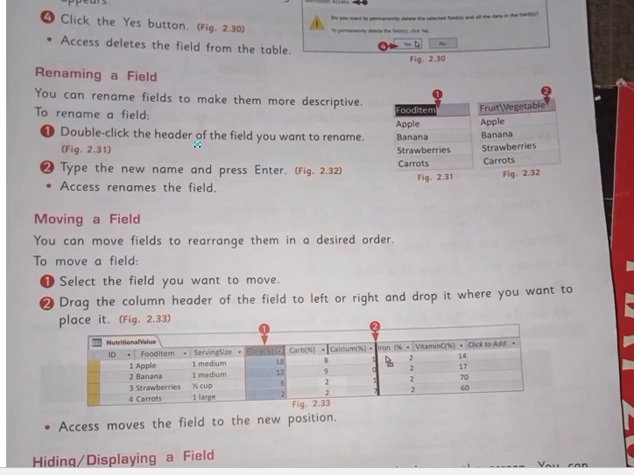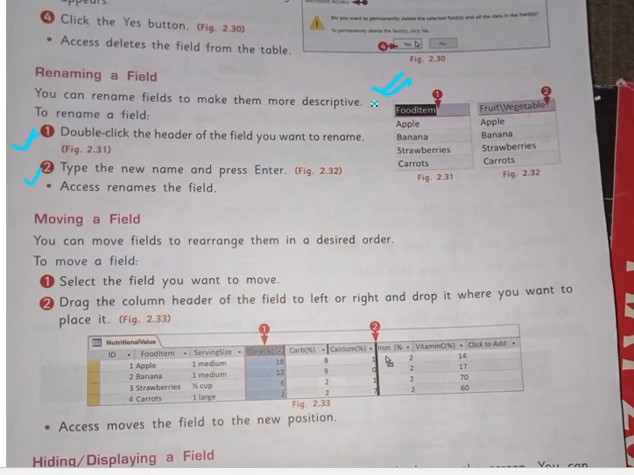You have to select the column that you want to rename. First, double click the header of the field you want to rename. You can see this one, food item, you have to rename it. Just double click the header, then type the name and press Enter. After double clicking, the old heading will get selected. Then you just write the new name, and after entering that name, you just press Enter. So that field will get renamed.